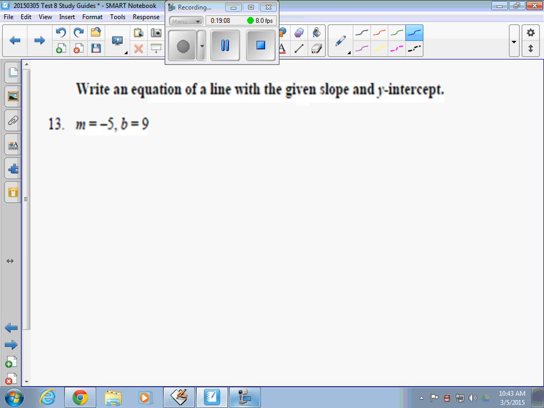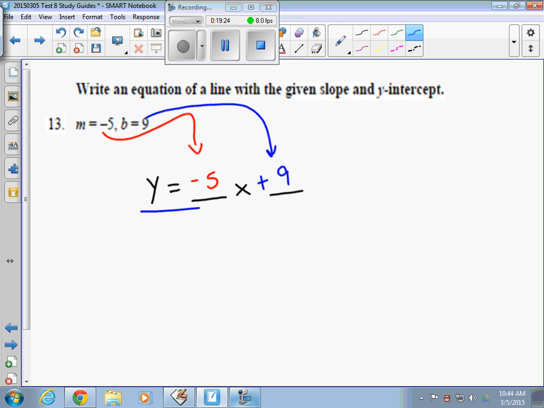Write an equation given the slope and y-intercept. So you have an m and a b. That's simple. You write an equation that says y equals mx plus b. M is -5 and b is +9. Y equals -5x plus 9.